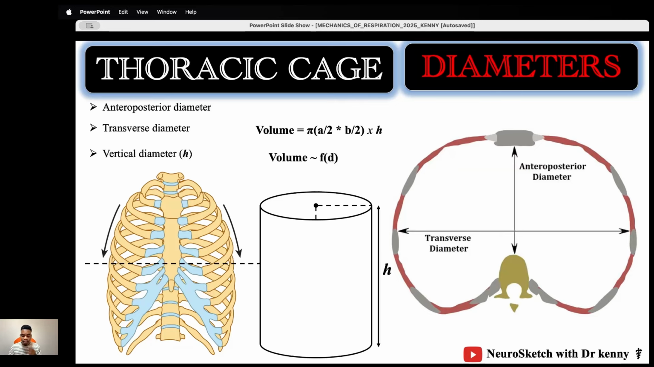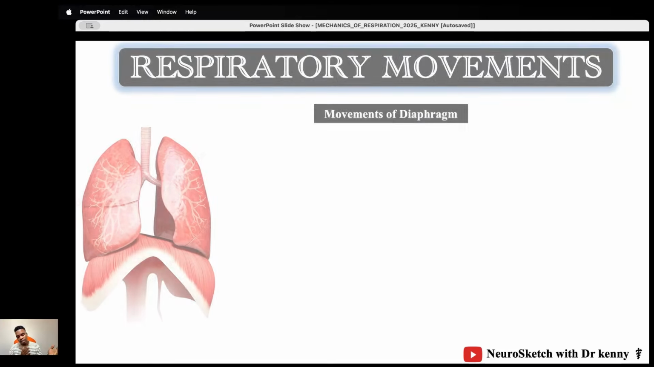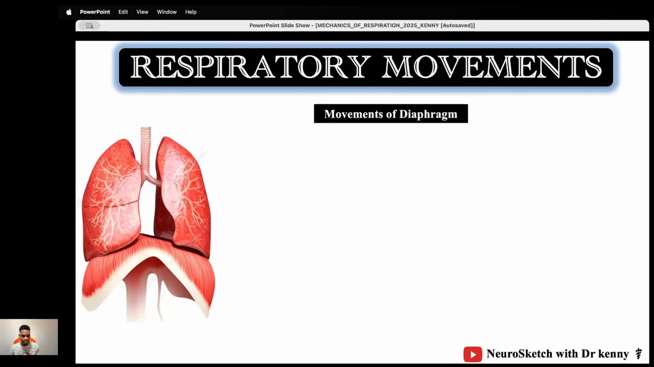So let's see how each volume affects the mechanics of respiration, starting with the vertical height, which could also be considered the height of the thoracic cavity. We have the diaphragm here, and we discussed the diaphragm. It is dome shaped. We have a discussion of the diaphragm somewhere else. I'm going to put the ring downside, but this is the diaphragm, and it behaves a little bit like a dome.